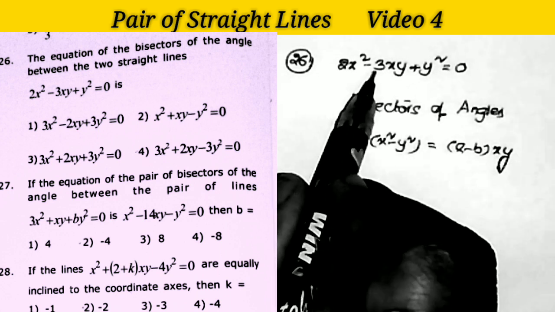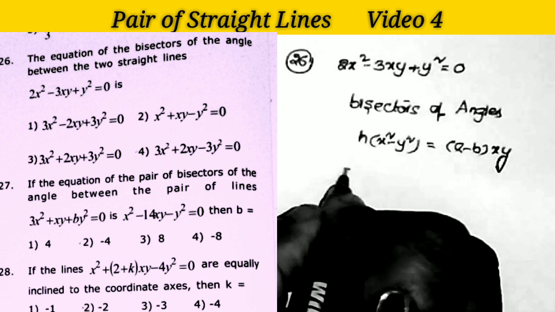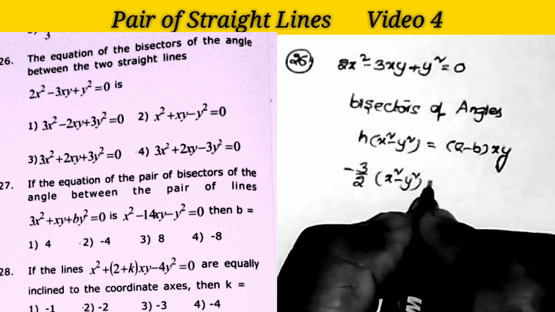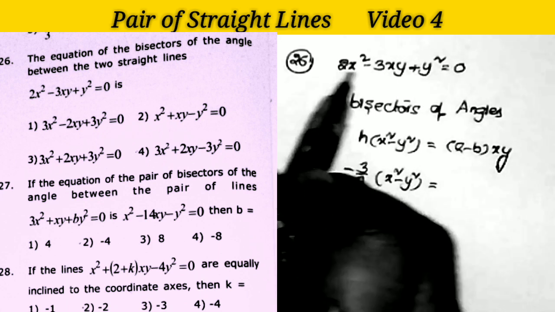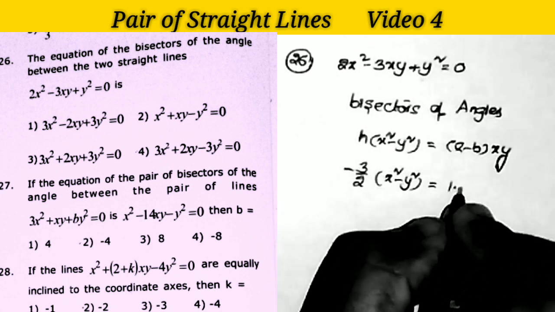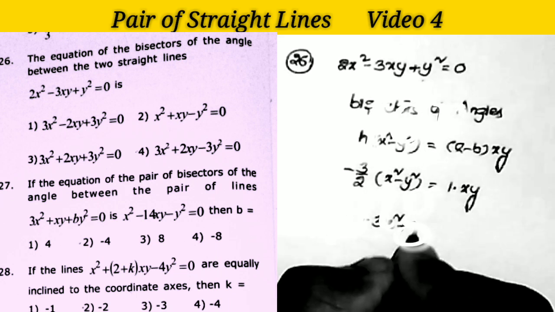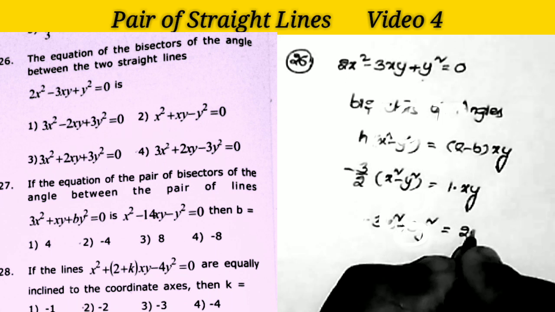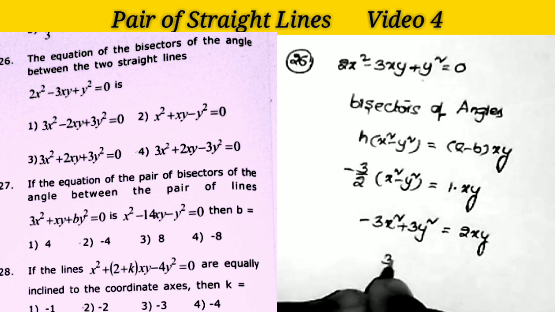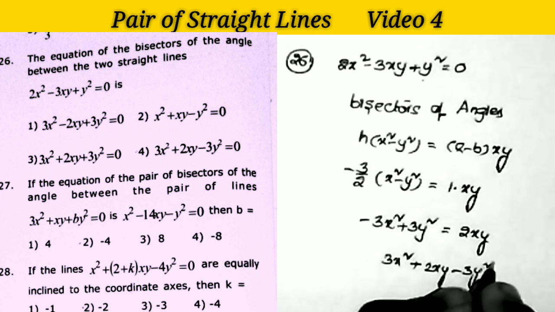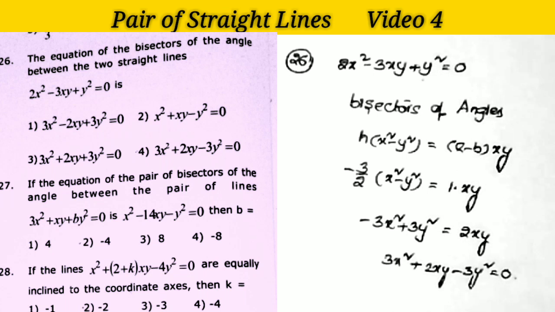What is the h value? 2h is equal to minus 3, that is h is equal to minus 3 by 2, into x square minus y square is equal to a minus b, where a is equal to 2, b is equal to 1. 2 minus 1 is equal to 1, into xy. That is minus 3x square plus 3y square is equal to 2xy. So the answer is 3x square plus 2xy minus 3y square is equal to 0, and that is the last option. Just simply replacing the values in the formula to get the equations of the angular bisectors.